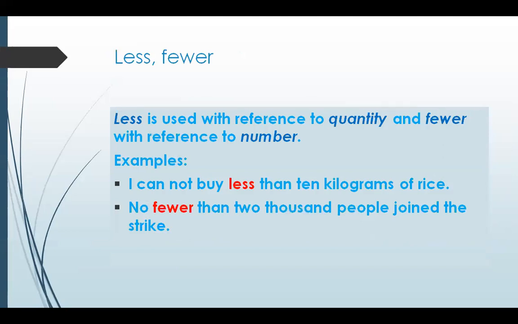And the last part of my slide is less and fewer. These words are used when you are comparing something. Less is used to refer to quantity, fewer referring to a number. I cannot buy less than 10 kilograms. So here, when you are comparing, when you are using than, उसके साथ हम use करते हैं less. No fewer than 2,000 people joined the strike. So fewer than. So then you are using these two numbers. You should keep this in mind that it should be used in a comparative way, right?